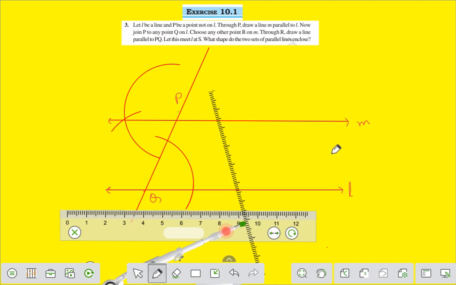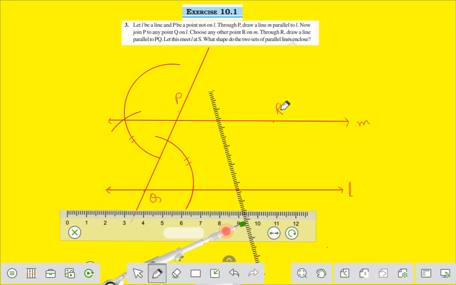Now you see M is parallel to L because this angle and this angle are the same, and these are alternate interior angles. Therefore you can say that L is parallel to M. Now choose any other point R on M. Suppose this point is R.